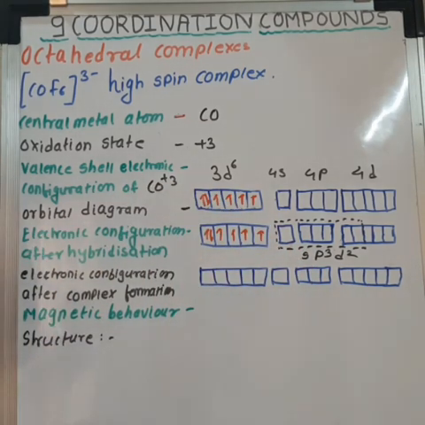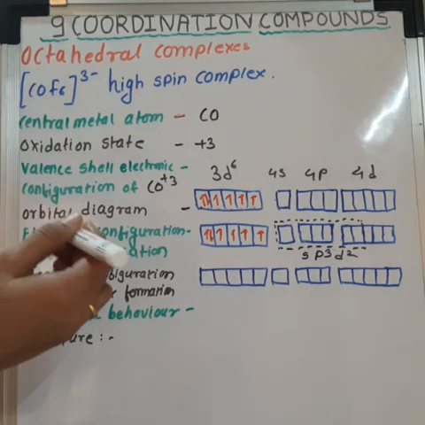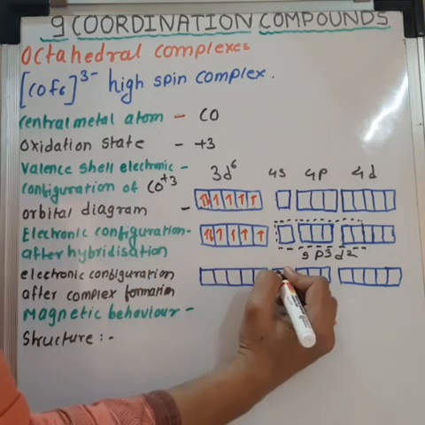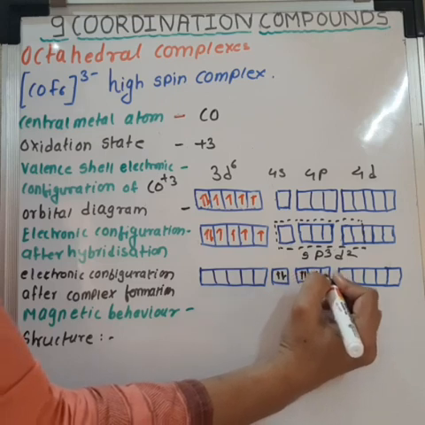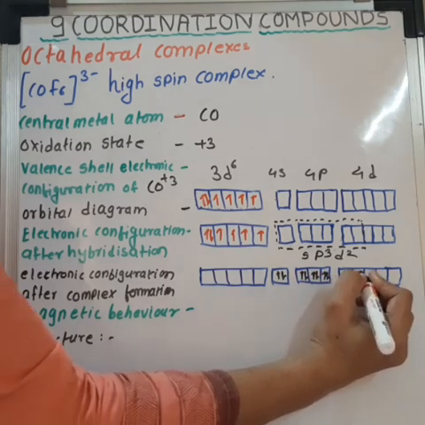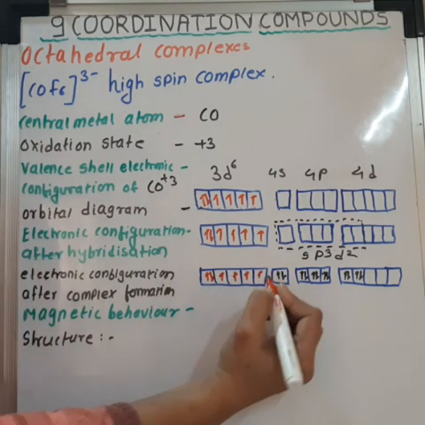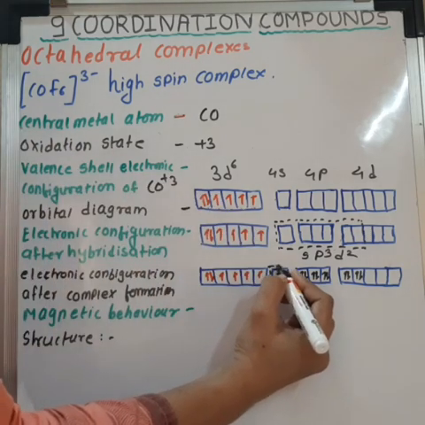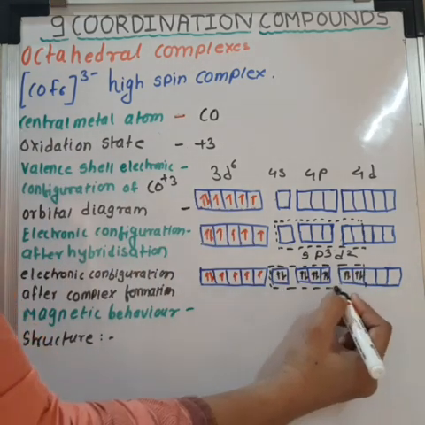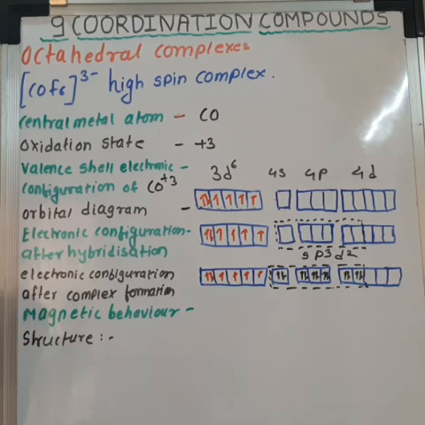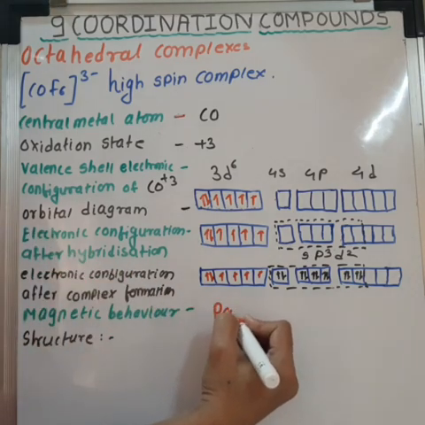So sp3d2 hybridization takes place, and these empty sp3d2 hybrid orbitals overlap with filled fluoride orbitals and form coordinate bonds. So the electronic configuration after complex formation will be: fluoride will donate electrons to cobalt, and the electrons in the 3d orbitals will be as they are. And now we can see that there are 4 unpaired electrons. So this complex is paramagnetic.